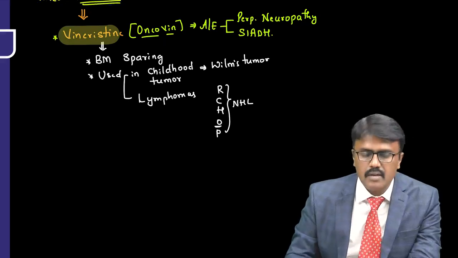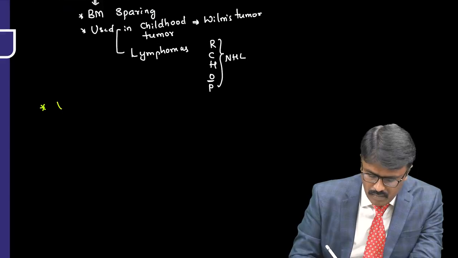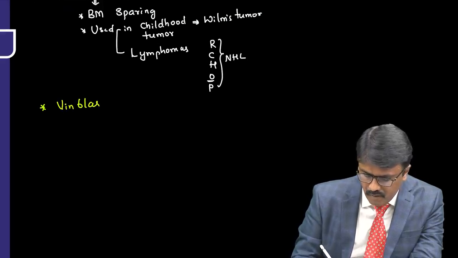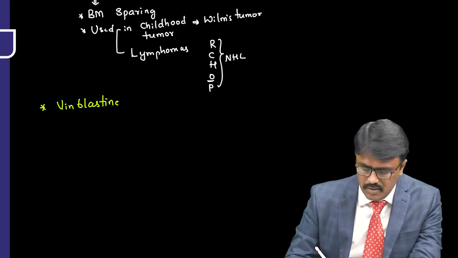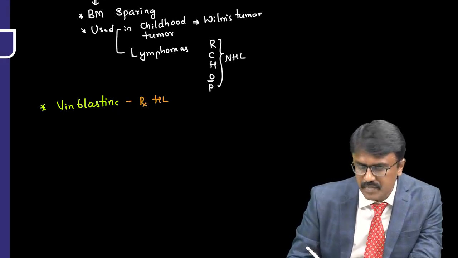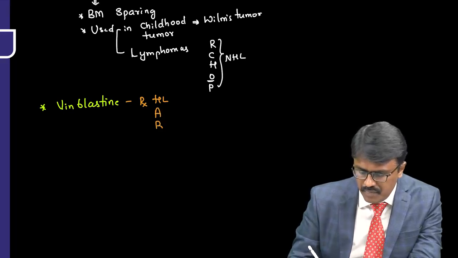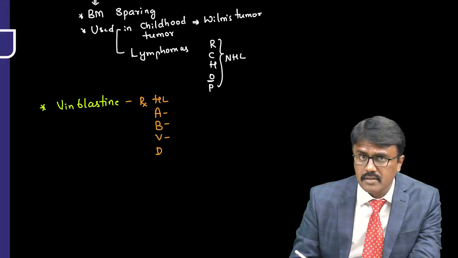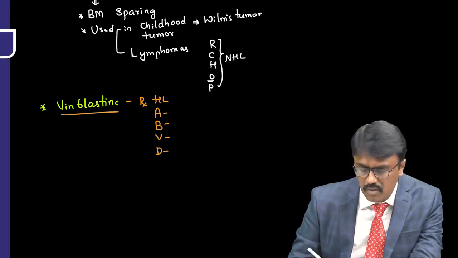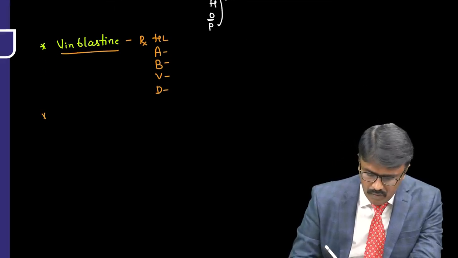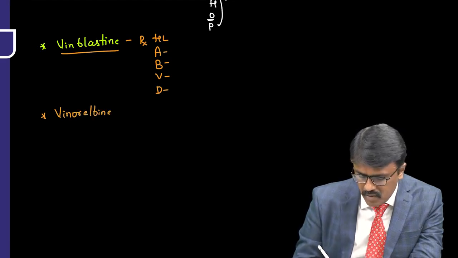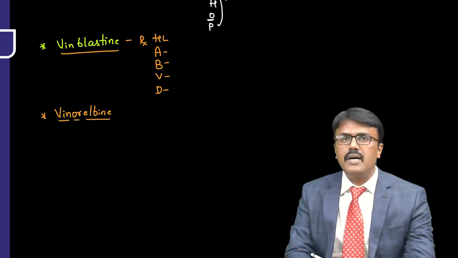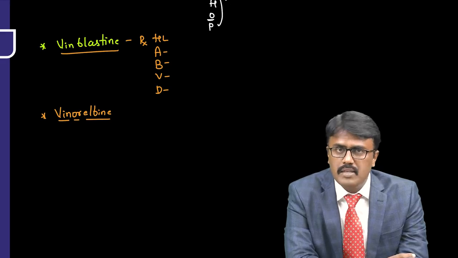Then we have a similar drug, and that is called vinblastine. Vinblastine doesn't have that bone marrow sparing property. Vinblastine, we have discussed, is used to treat Hodgkin's lymphoma. What is the regimen called? ABVD. So A for adriamycin, B for bleomycin, V for vinblastine, and D for dacarbazine. The drug is called vinblastine. One more vinca alkaloid is called vinorelbine. So all of them start with vin: vincristine, vinblastine, and vinorelbine.